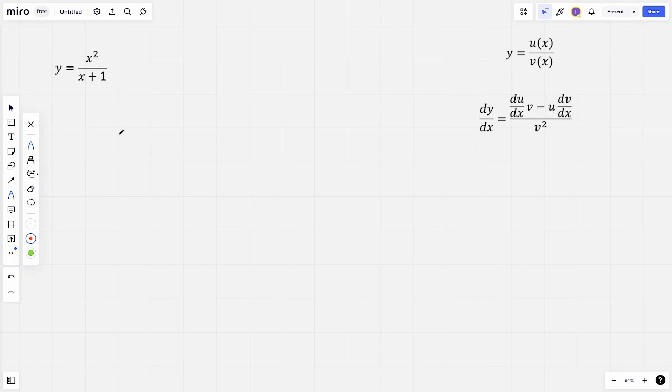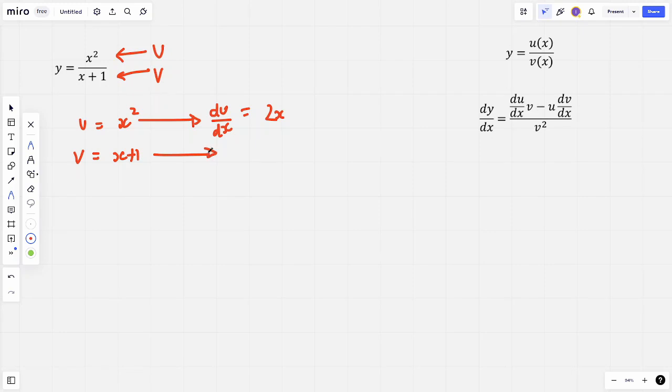So let's begin with this one. We let the numerator equal u and the denominator equal v. So u is equal to x squared. Again, we are differentiating by the variable, which is x in this case, so du over dx is equal to 2x. And then the same thing for v: v is equal to x plus 1, the denominator, and we differentiate with respect to x, so dv over dx is just 1 in this case.